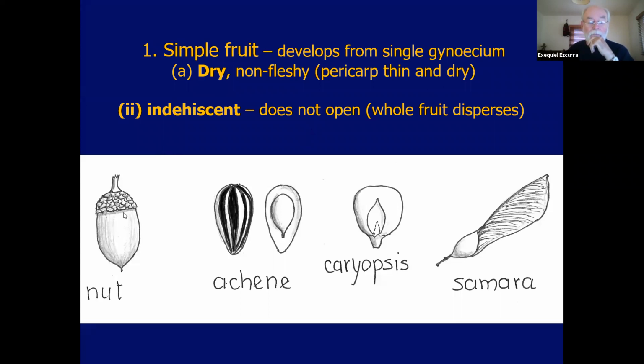nuts, which is a general category for large seeds that are dispersed by nut-gathering animals. It includes acorns, walnuts, pistachio nuts, pecan nuts, etc. Then it includes achenes that are basically like a nut, but are much smaller, like a small nut, normally less than a few millimeters long in the widest direction.